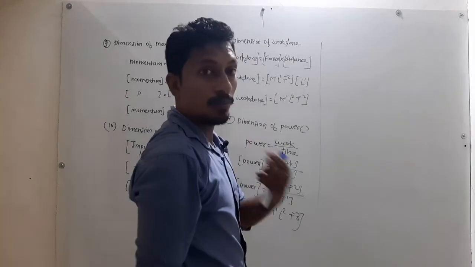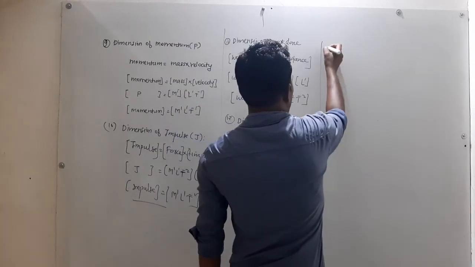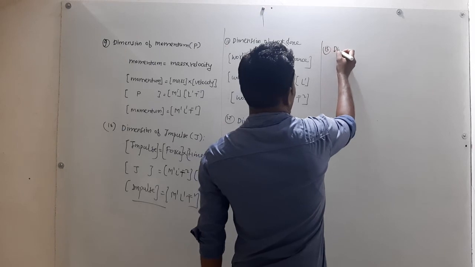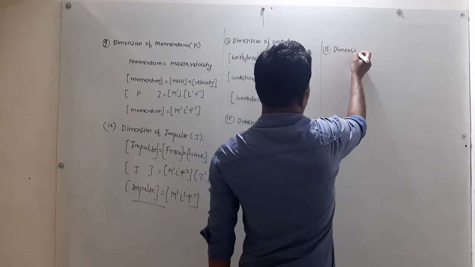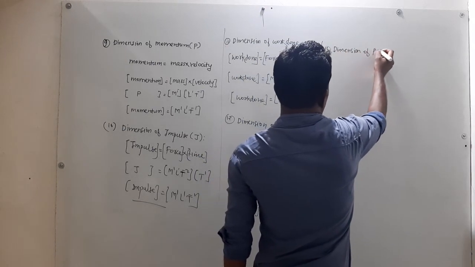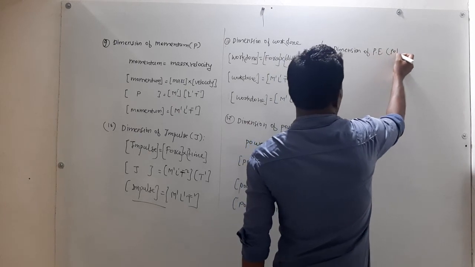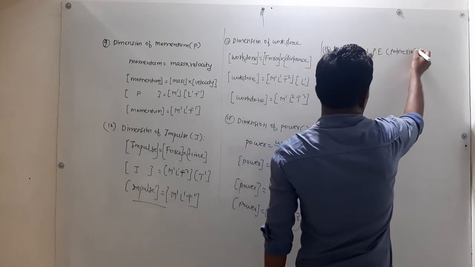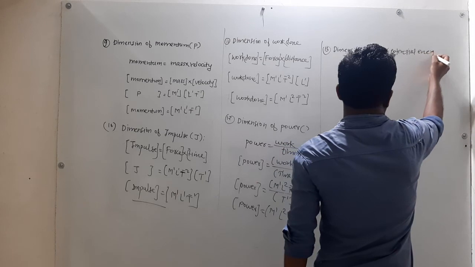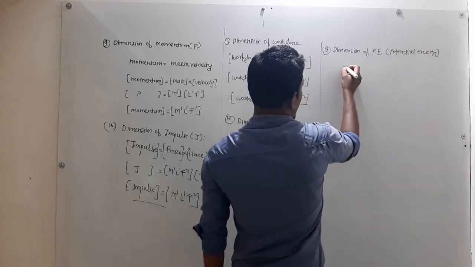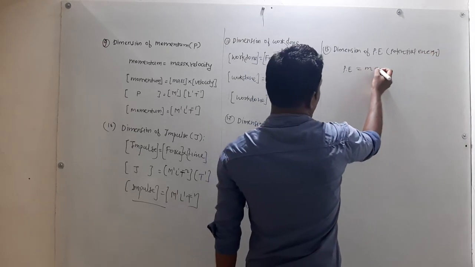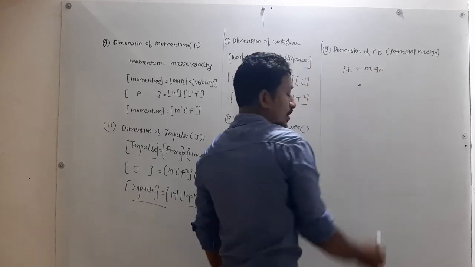Next, dimension of potential energy. What is the formula of potential energy? mgh. M is what? Mass.